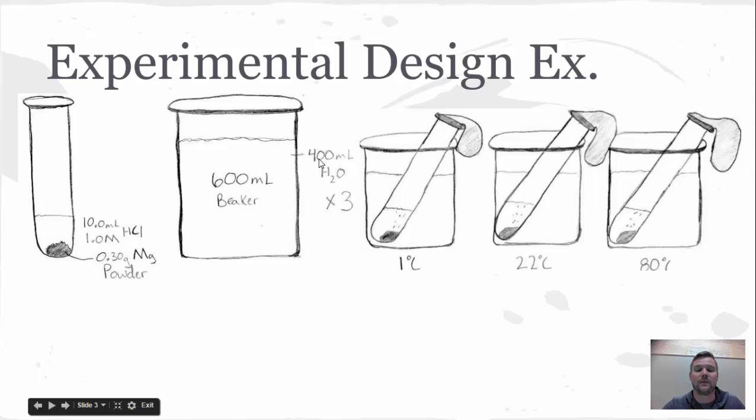Then the independent variable, the one that the researcher is specifically changing, is the temperature of the water inside the water bath. We have a 1 degree, a 22 degree, and an 80 degree water bath. That's what the researcher is specifically manipulating.